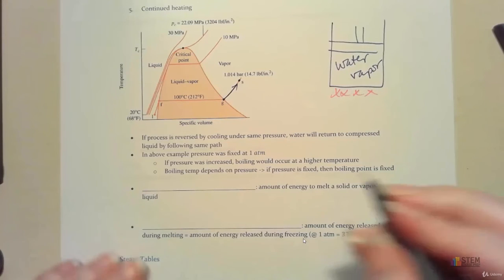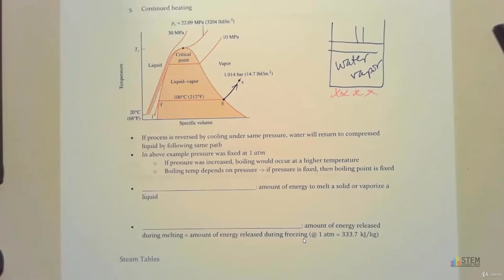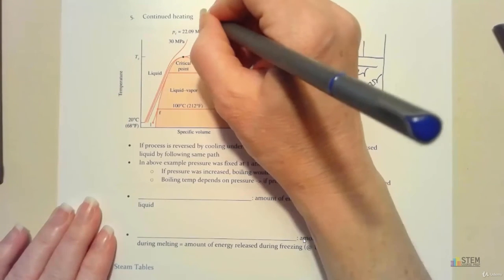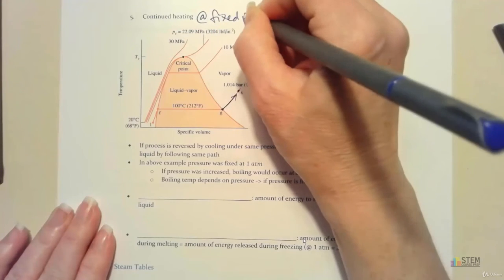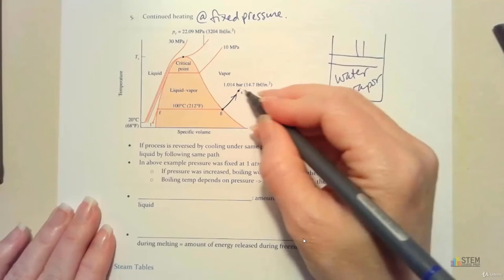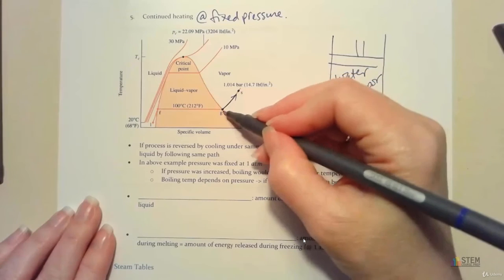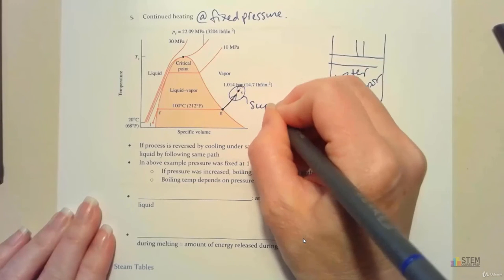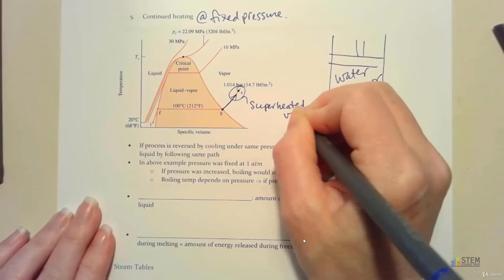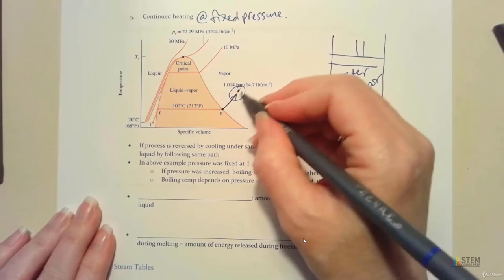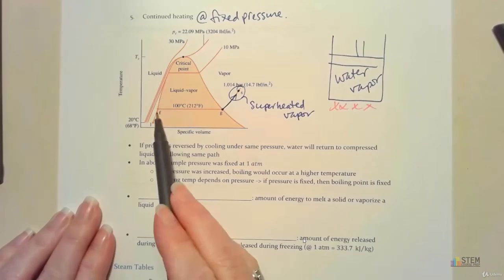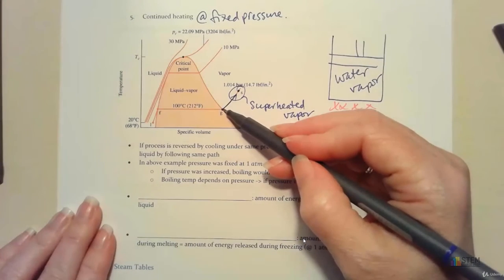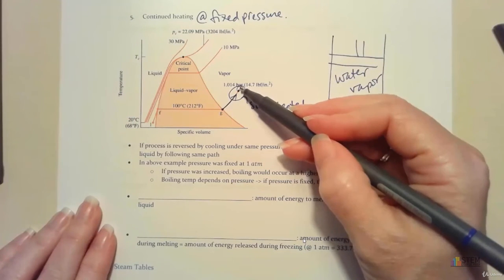Now this is what we have if we continue heating at a fixed pressure. So let's make sure we put that down. So continued heating, let's put at fixed pressure, just like before. So pressure stays at 1.014 bar. What we get when we get to this point is what's called superheated vapor. Now notice here the temperature has started to change. Between F and G, temperature stayed the same as the water was vaporizing. Once it's already become water vapor, the temperature will now start to rise again.